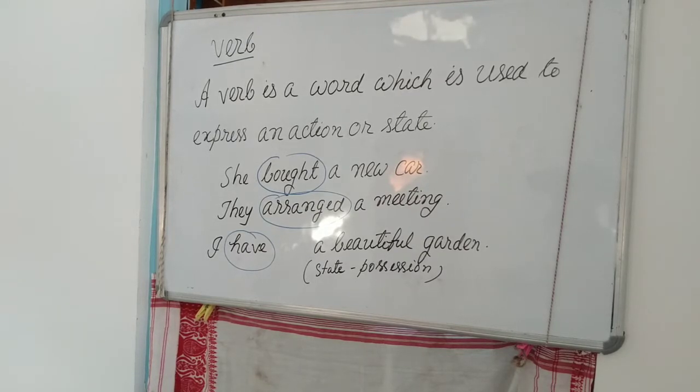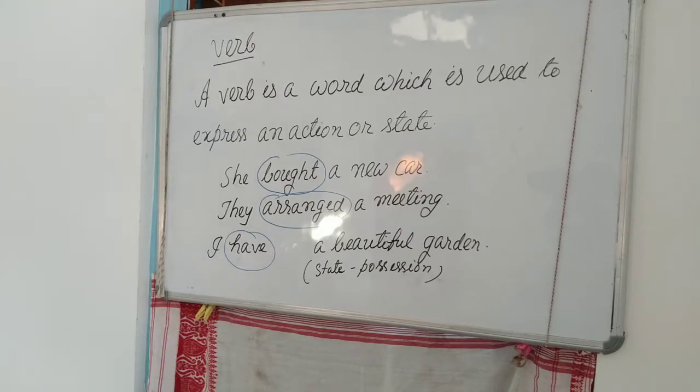At first we should know that some verbs relate to some action. They express some action. The first two sentences are related to action, the action done by the verb. The third one, I have a beautiful garden, is a state verb. It is used to express a state, that is possession. The state is possession. I have a beautiful garden. That means a beautiful garden is possessed by me.